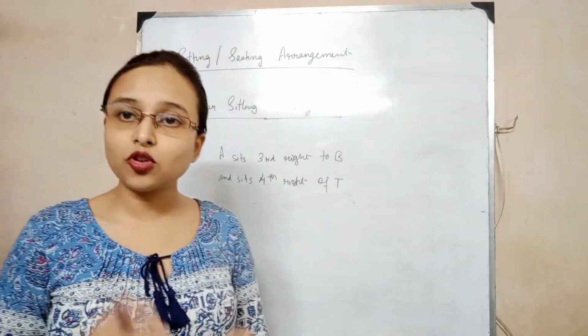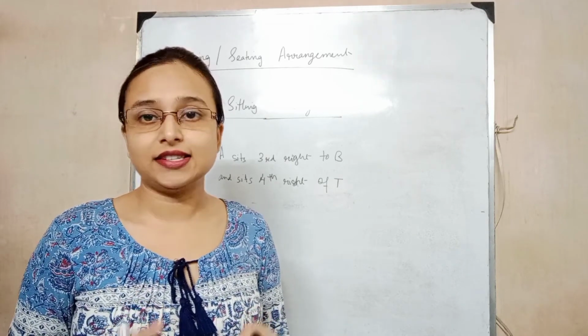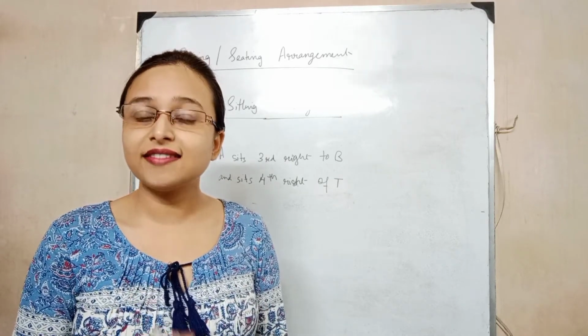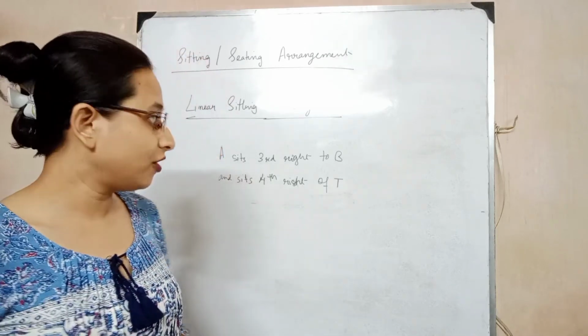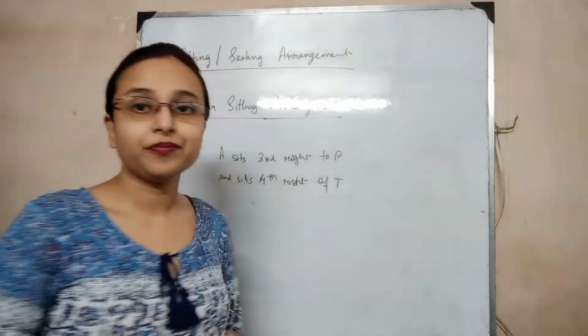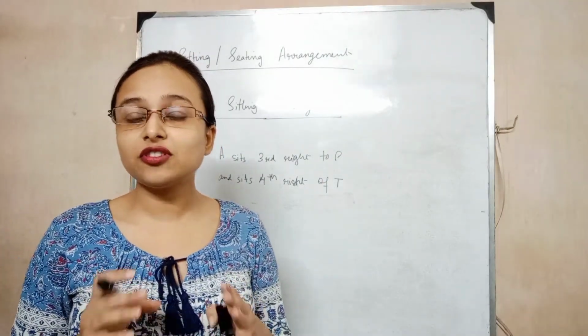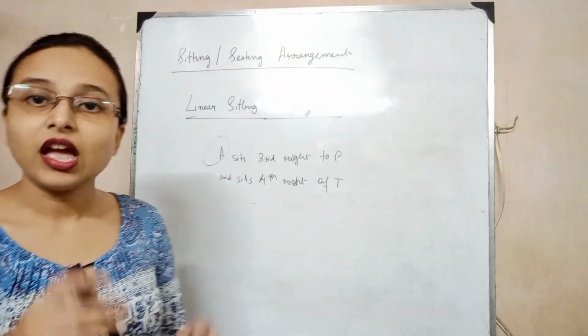Can you tell me about whom we are talking? It denotes A sits third right of P. A sits fourth right of T. Sorry, I have written here B. It is P. Okay. So the information is talking about the first person, that is A.